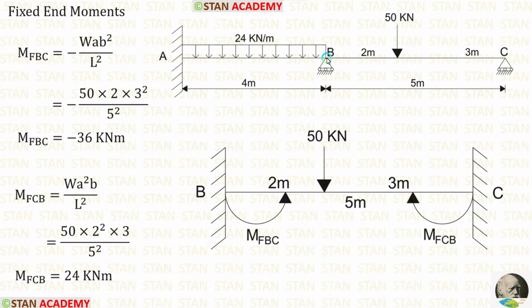Now let us calculate the fixed end moments in the span BC. In the span BC, there is a point load 50 kN. It is not acting on the center. We have already seen the fixed end moment formulas. Let us apply the values inside the formulas. W is 50, A is 2, B is 3, L is 5. After calculations, we are getting M of BC is equal to minus 36 kN meter and M of CB is equal to 24 kN meter.